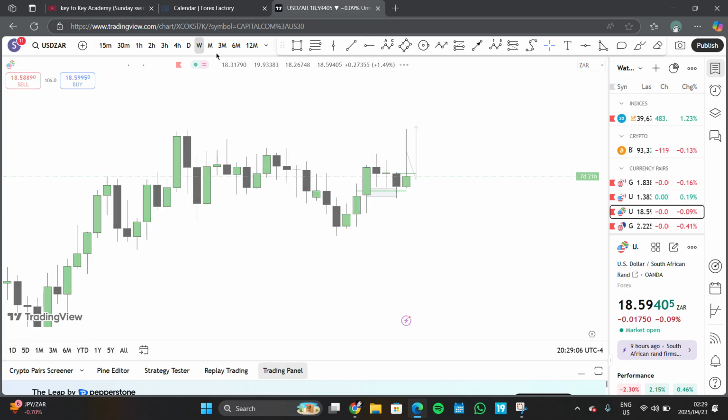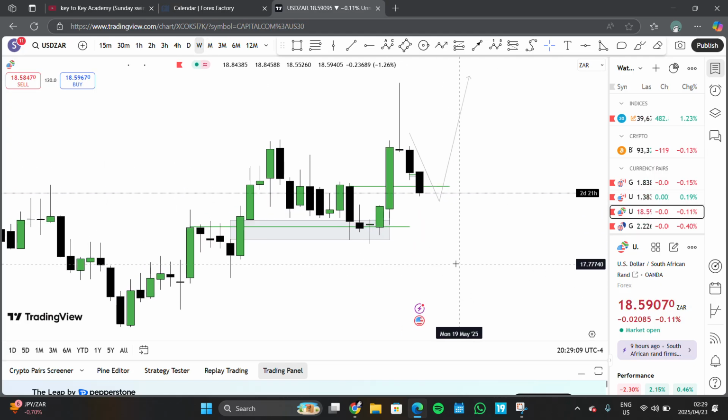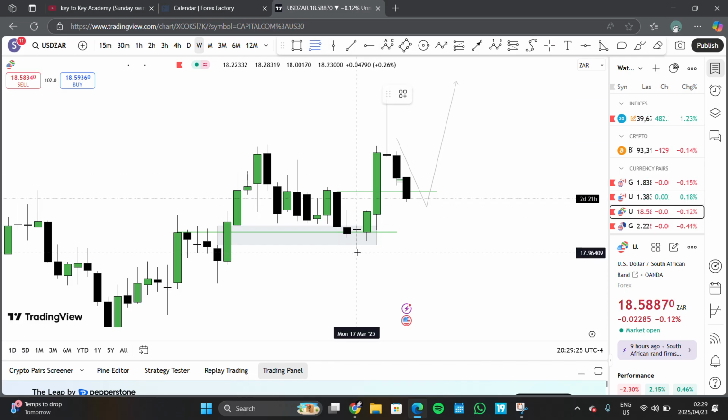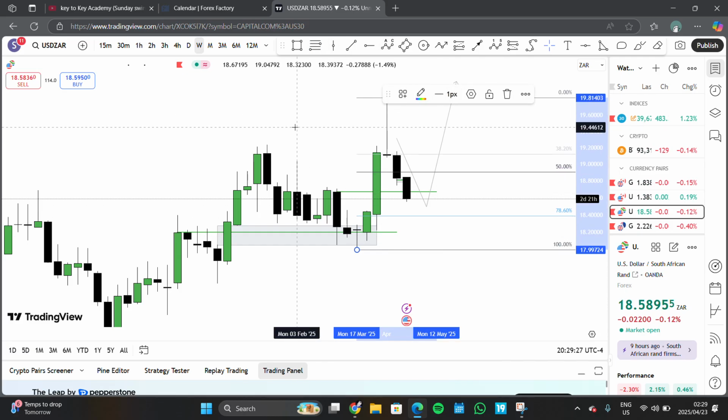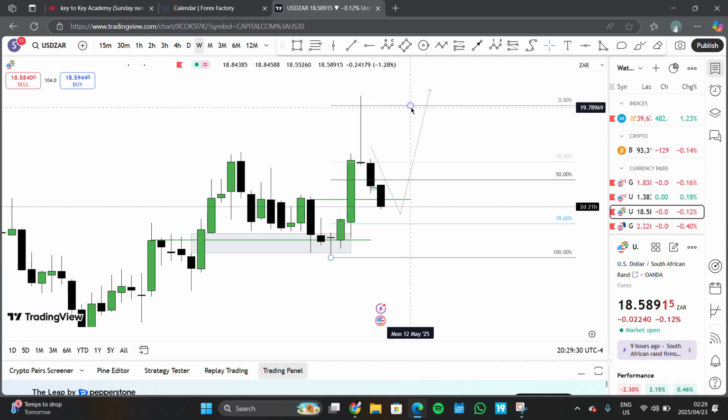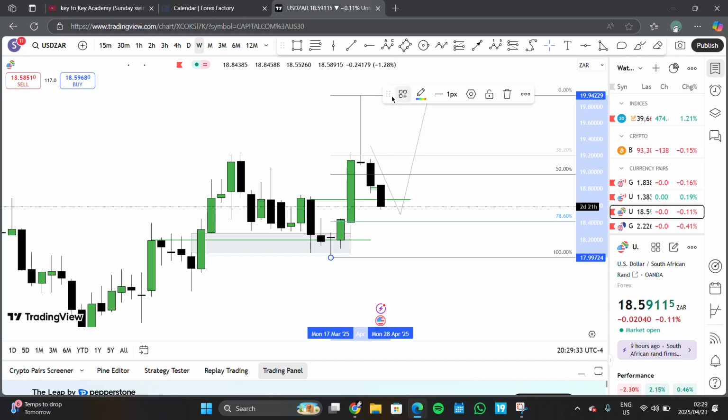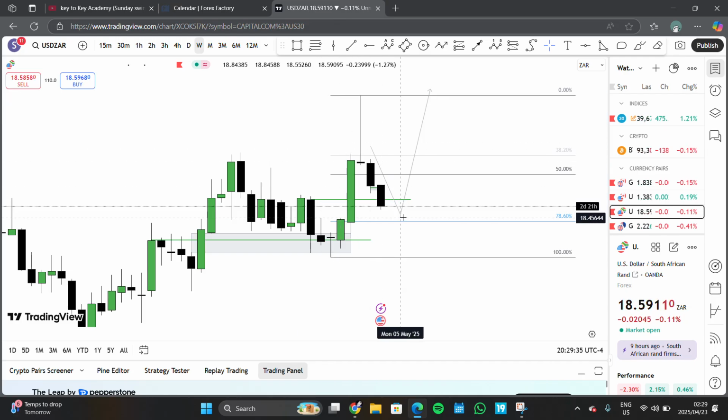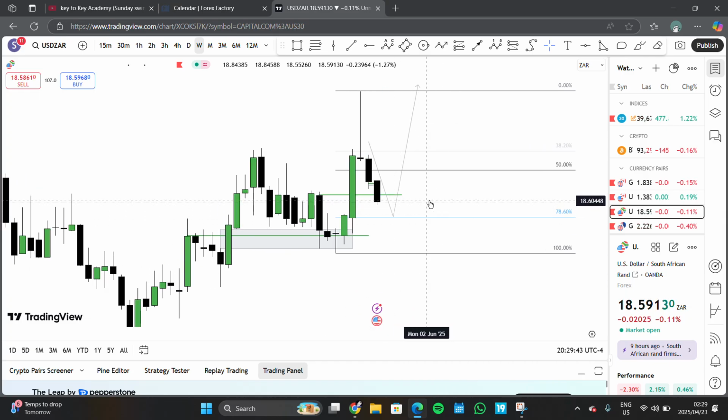Then when it comes to USD ZAR, you remember when price was still on this candlestick and I said we want to see at least some deeper retracements, maybe at least to this level of this imbalance, that would be perfect. Or we can use a Fibonacci to see the level of retracement that can be possible, or at least around 78% Fibonacci retracement. That would be perfect for us to look for buys.